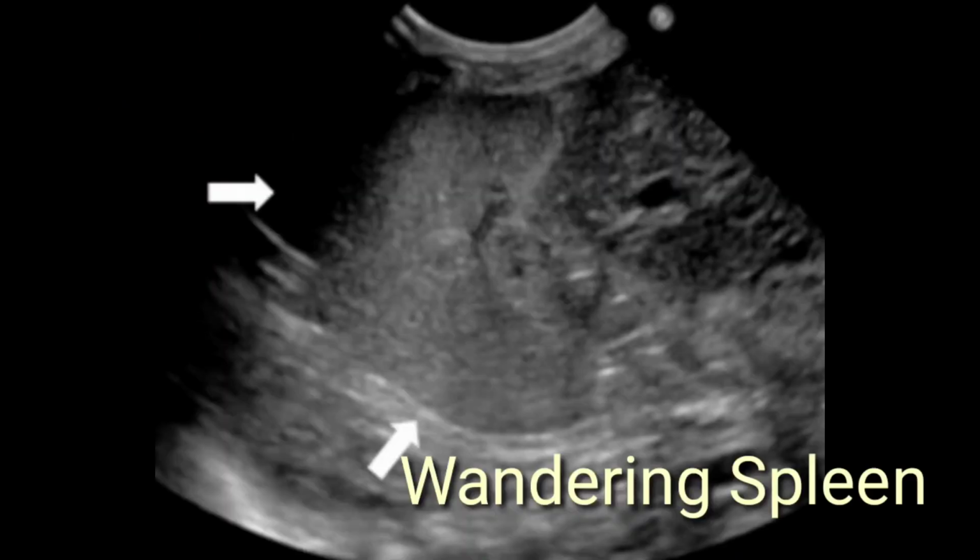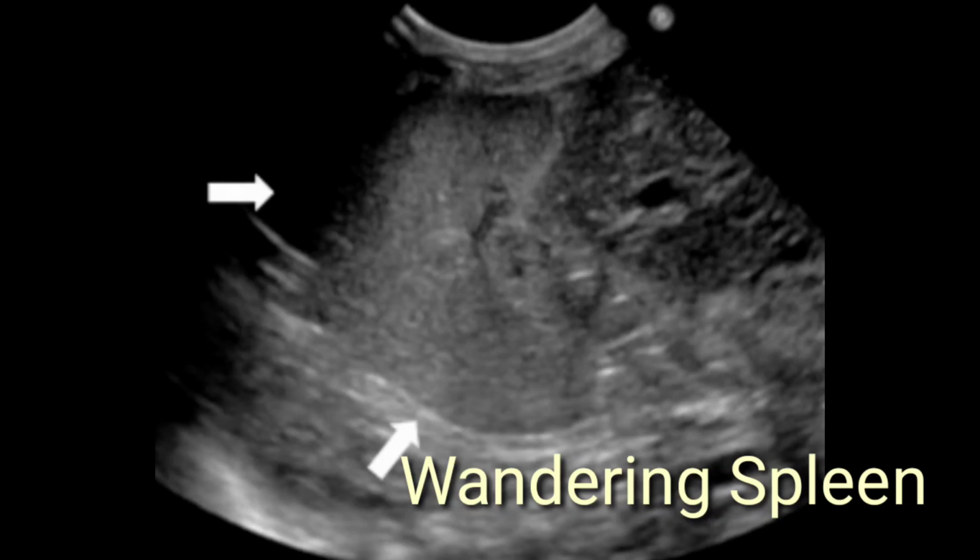This is the image of a wandering spleen, pointed by the white arrow. This is a normal variant. Here you can see that the spleen is low-lying and its location is ectopic. This happens when the suspensory ligament which supports the spleen becomes lax. So laxity of the suspensory ligament causes a wandering spleen.